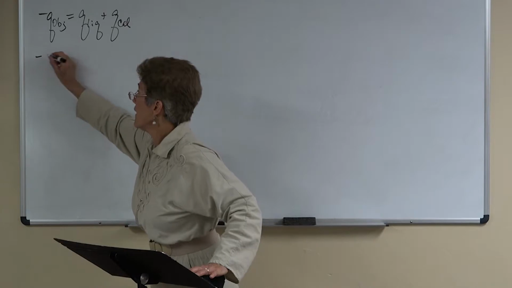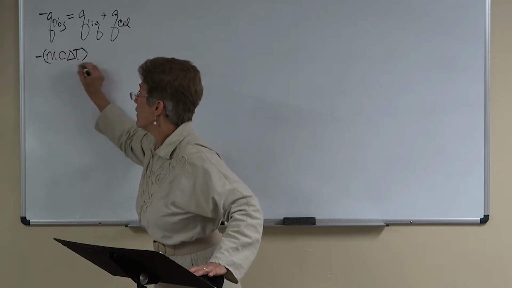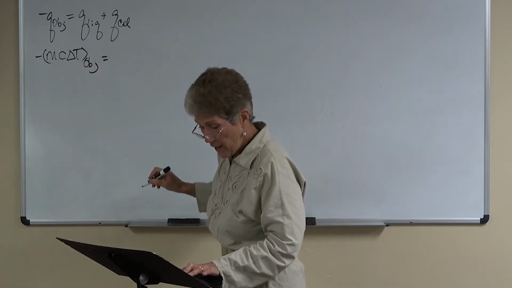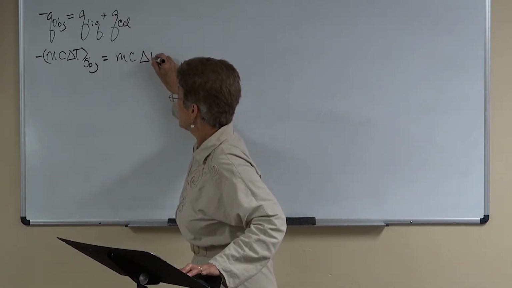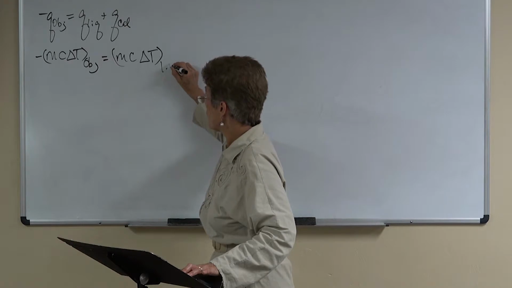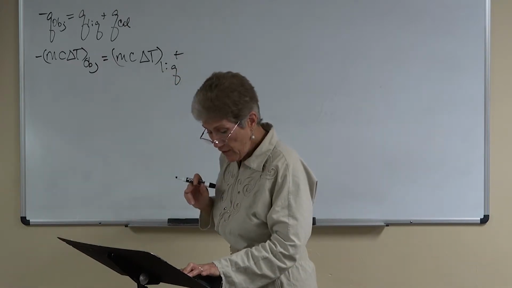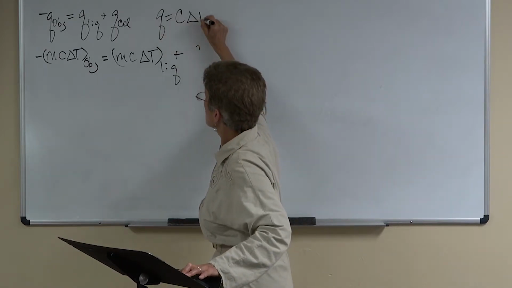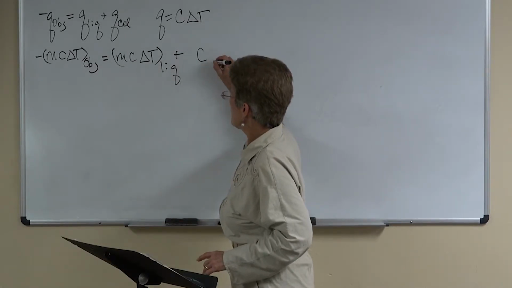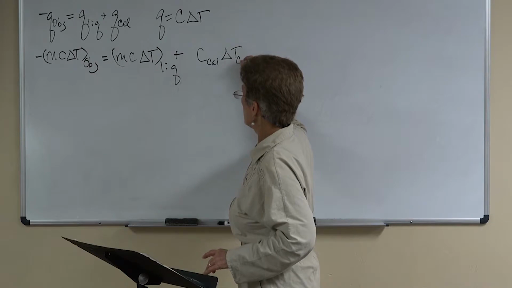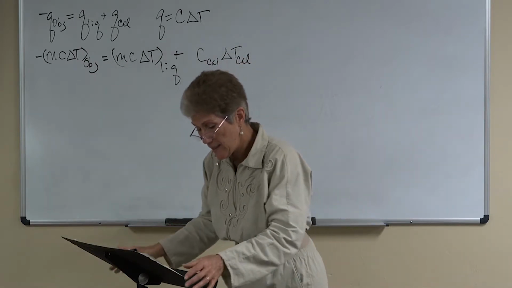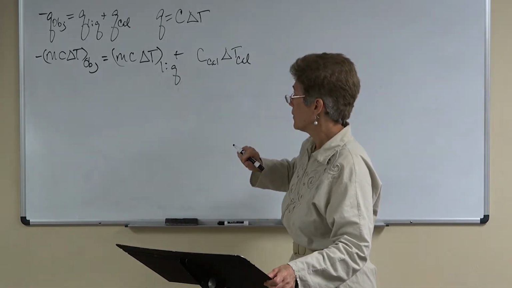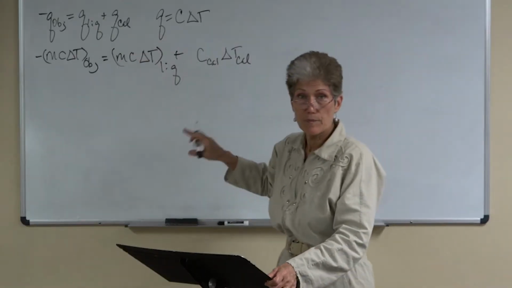So remember, this is the negative MC delta T of the object equals, here we are given the MC delta T of the liquid, which in this case is water, plus, here we're given the heat capacity of the calorimeter. Remember, Q equals C delta T, doesn't it? Q of the calorimeter is going to be C of the calorimeter times delta T of the calorimeter. Because we're given the heat capacity, we are not given the specific heat capacity. Okay, so that's how we get the Q there. That's just that, because of what we were given.